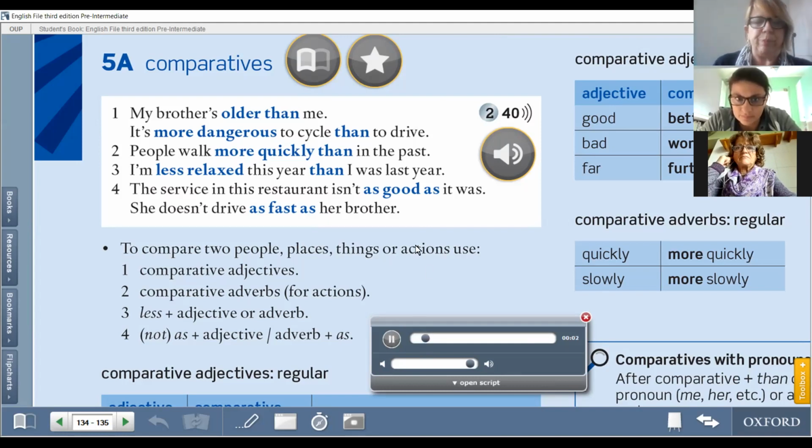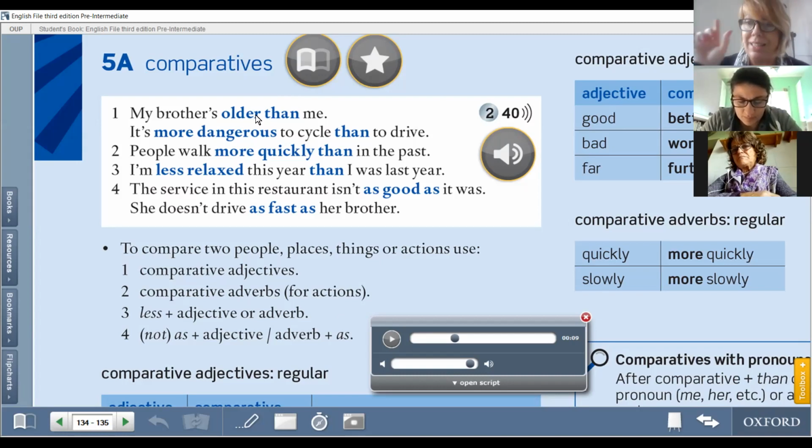2.40. 1. My brother's older than me. It's more dangerous to cycle than to drive. Okay, so what we do in this first example, when we have to compare, we can compare two people, two things, two places, or two actions. And we can compare adjectives or adverbs for action. Okay, so this is usually what we do.